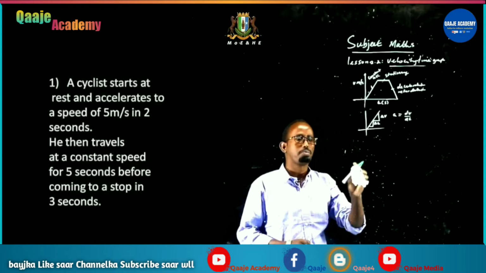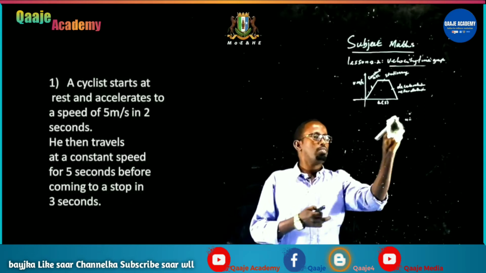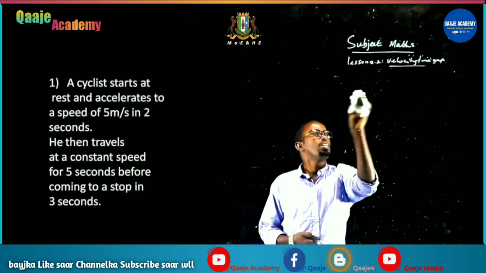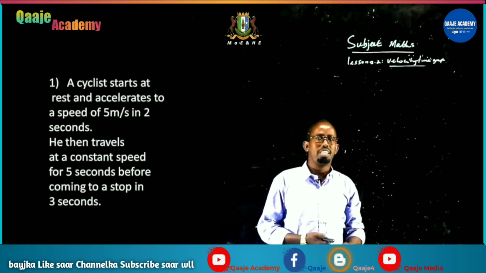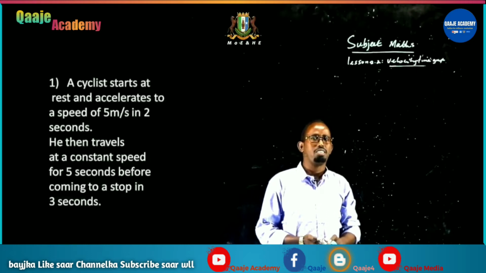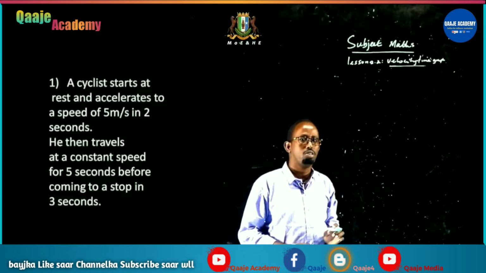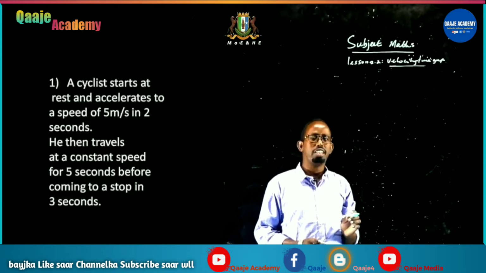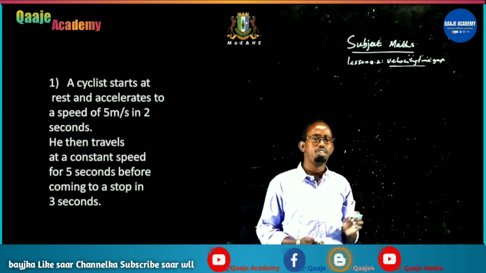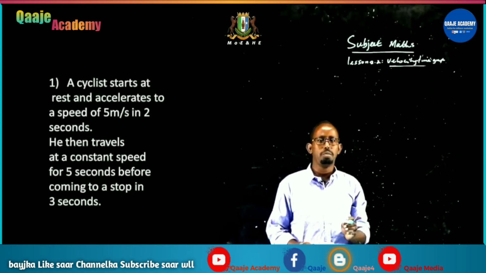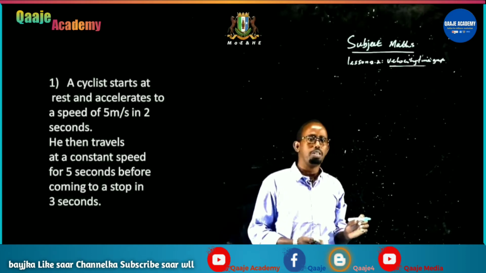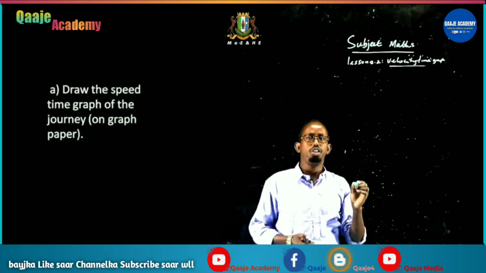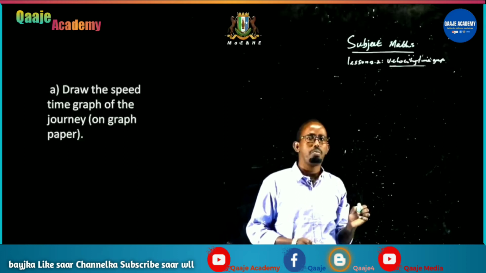Example number 1 reads, a cyclist starts at rest and accelerates to a speed of 5 meters per second in 2 seconds. He then travels at a constant speed for 5 seconds, coming to stop in 3 seconds. Now the question is, draw the speed time graph of the journey.